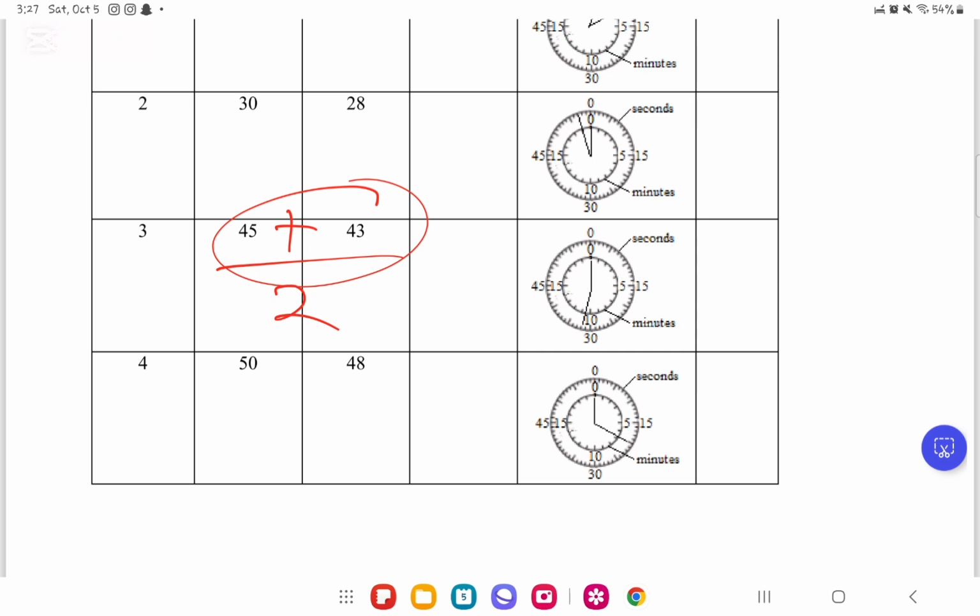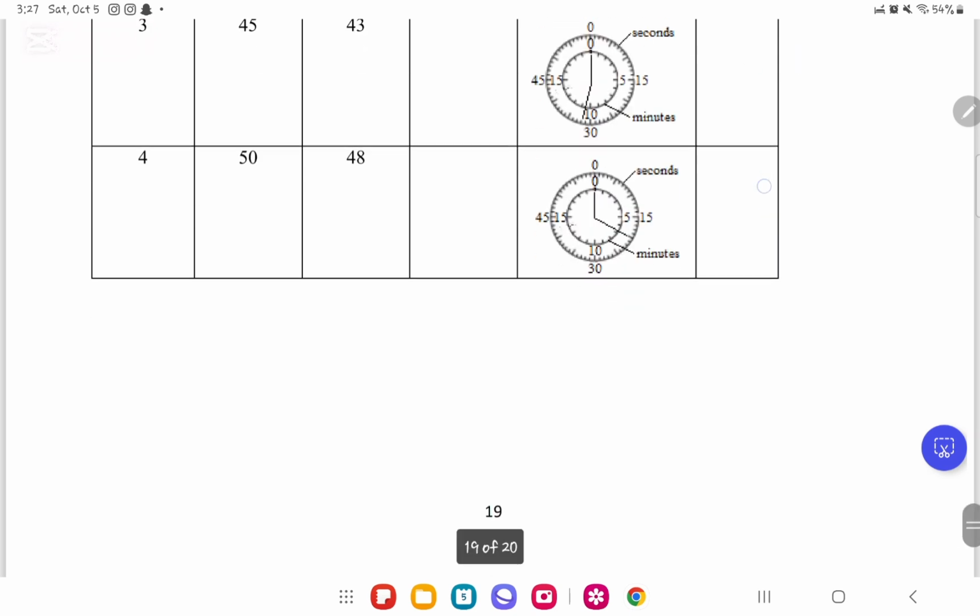We get 44 is the average temperature, and the time taken was 0 minutes, but it was 30, 31, 32, I would say 32 or 33 seconds. All right, that was for experiment 3.